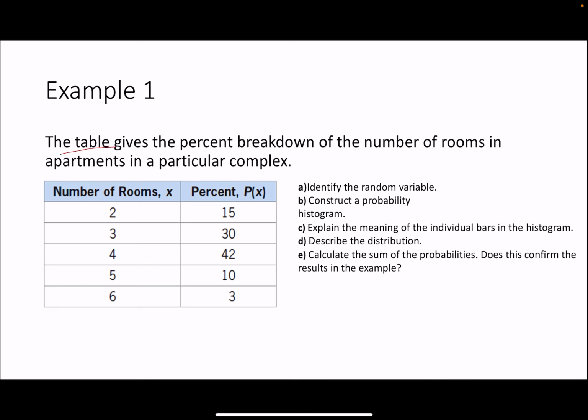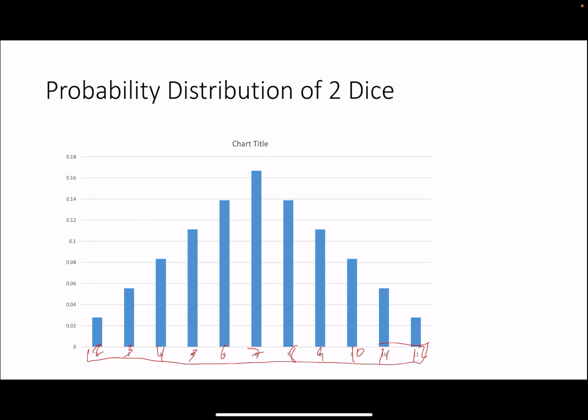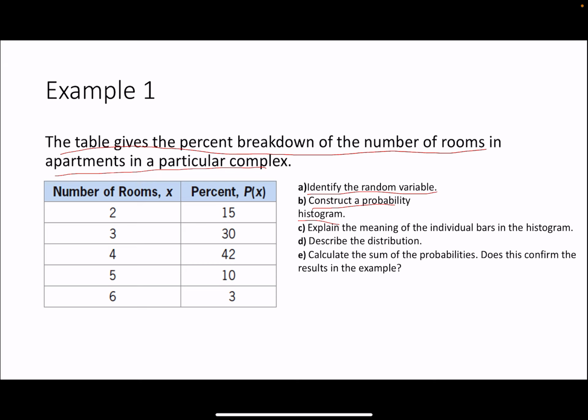Now, here's an example. I have a table that gives a percent breakdown of the number of rooms of apartments in a particular complex. We're going to identify the random variable, and construct a probability histogram, which is the graph for this. Then we're going to explain the meaning of the individual bars and describe the distribution. Then we're going to calculate the sum of probabilities. Does this confirm the result in the example?